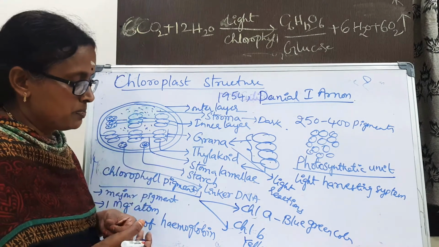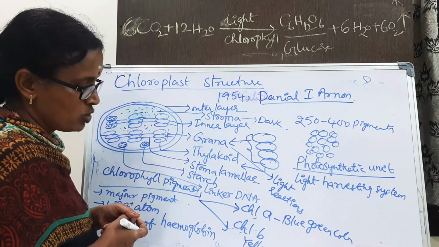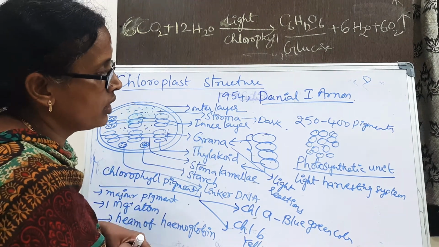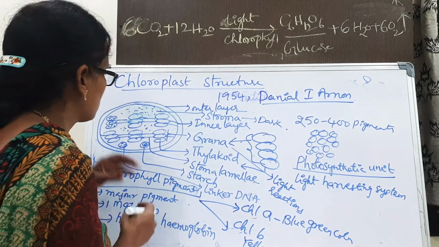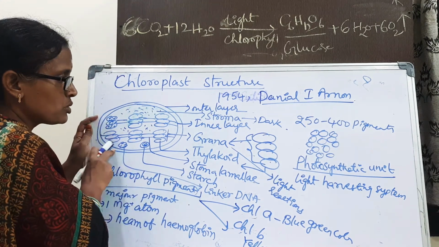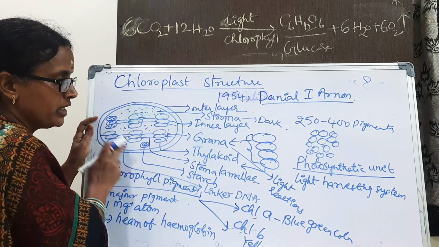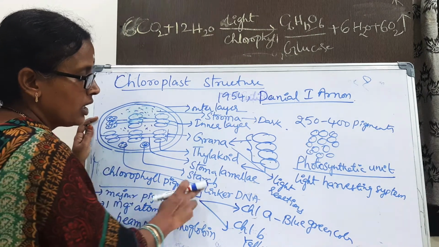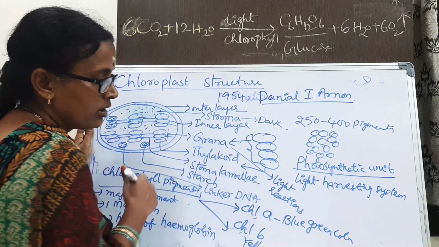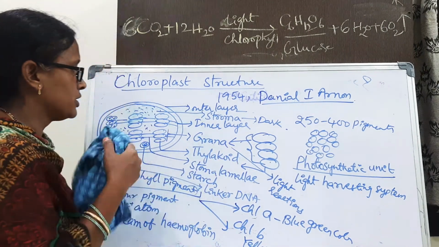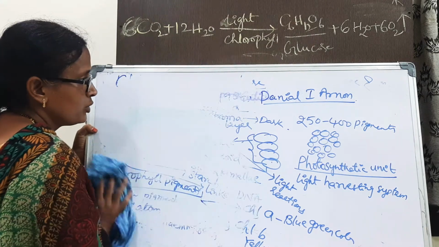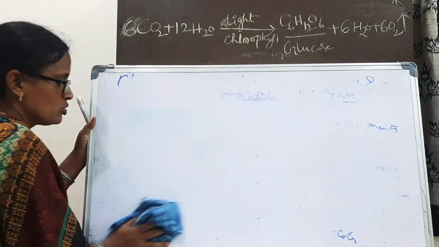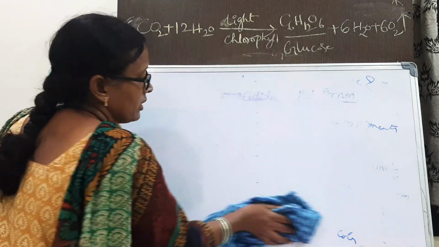The pigments present in the chlorophyll are responsible for photosynthesis. Once again, the structure diagram of chlorophyll is very important, and so are the chlorophyll differences, how it compares with hemoglobin, the types of chlorophyll, and what the photosynthetic unit is. A photosynthetic unit is nearly 250 to 400 molecules gathered together to capture the light.